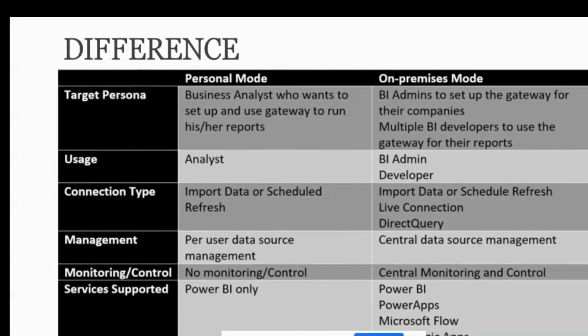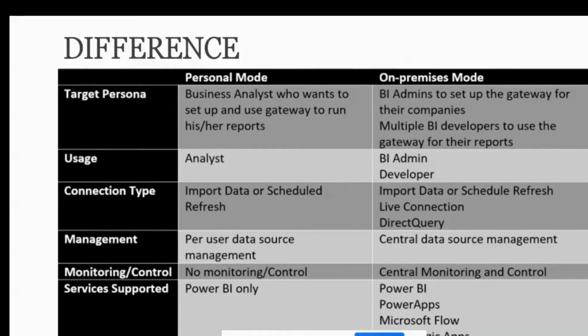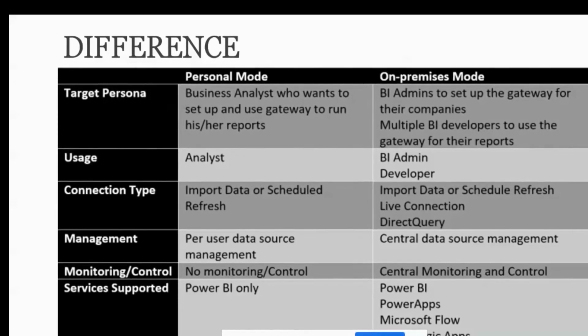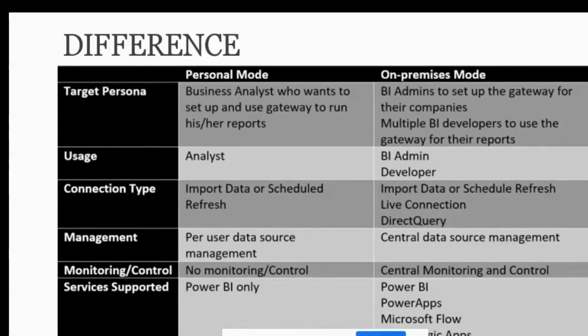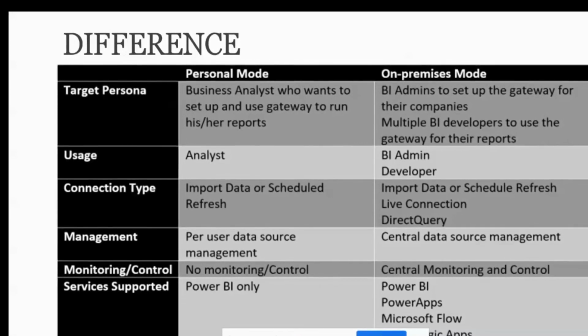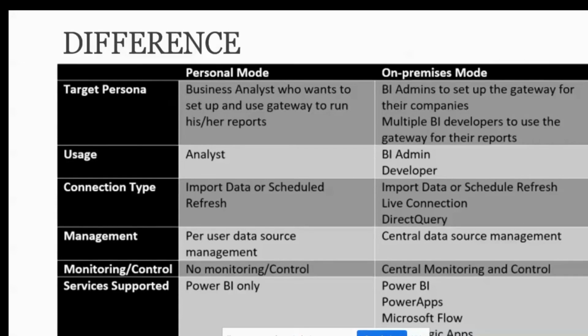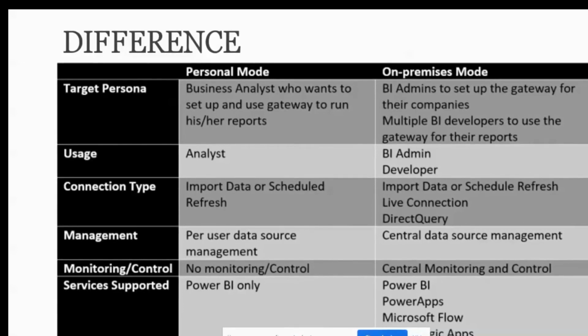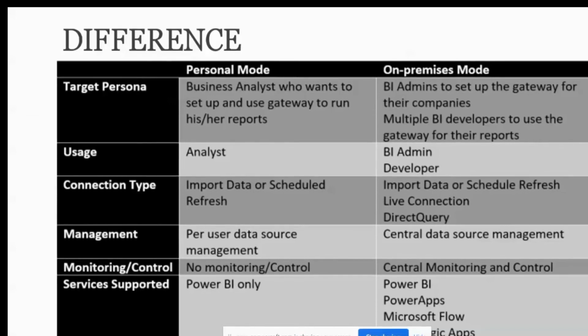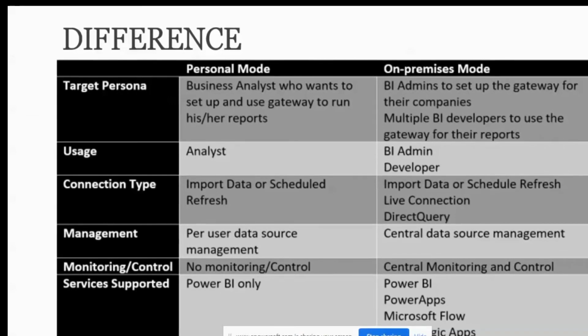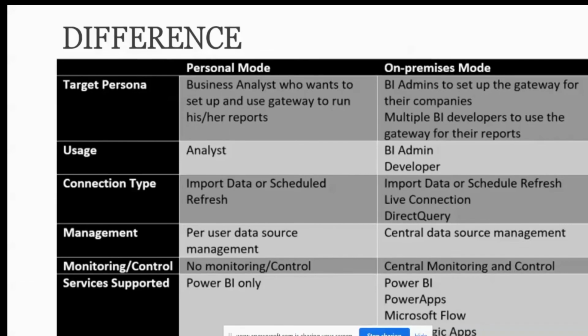Here the management is a central management in case of on-premises mode because it is loaded onto the server, whereas in personal mode directly the data source you can load it. No monitoring is required for personal mode, whereas in case of on-premises we need a central monitoring. And the Power BI personal mode only supports the Power BI service, whereas the on-premises mode supports Azure services also, Microsoft Flow also, and Power Apps also.